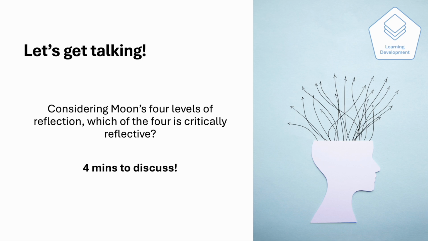Finally, let's get talking. Well, as we're online, let's get thinking. Moon has 4 levels of reflection. The fourth is critically reflective. I'm going to flash some examples on the screen and you are going to decide which is critically reflective. You can pause the video if you need to read through a little bit slower.